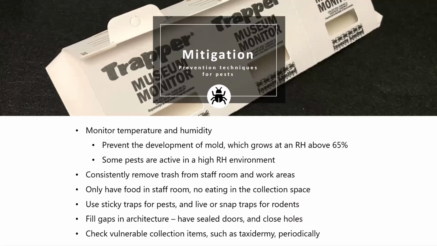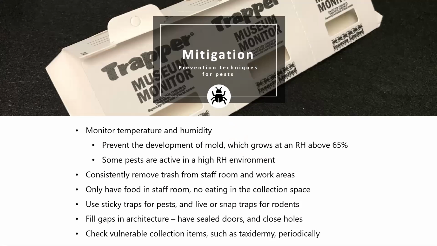So some mitigation strategies for pests. Monitor your temperature and humidity because mold grows at a relative humidity that's 65% and higher. And some pests are more active in a high humidity environment and a high temperature environment. So once you start seeing some pests, that can be indicative that your temperature and humidity is off.